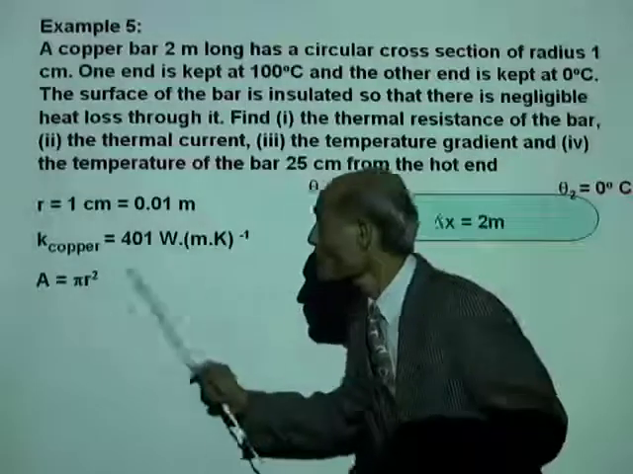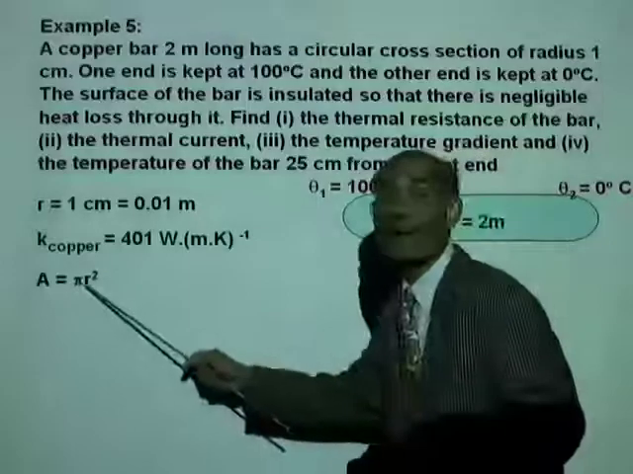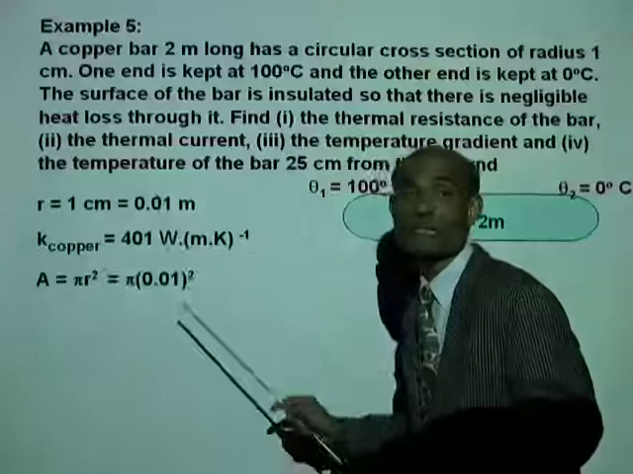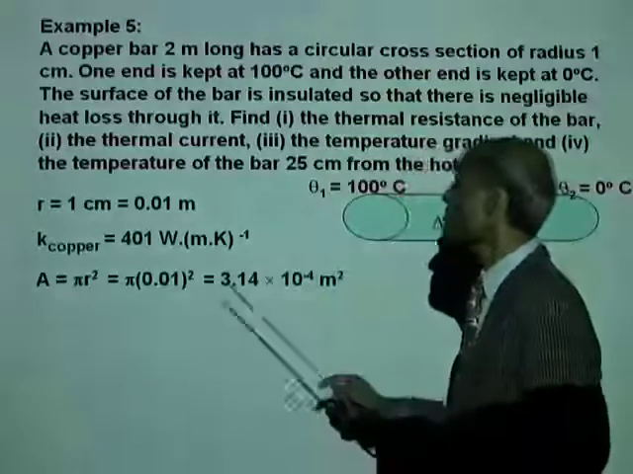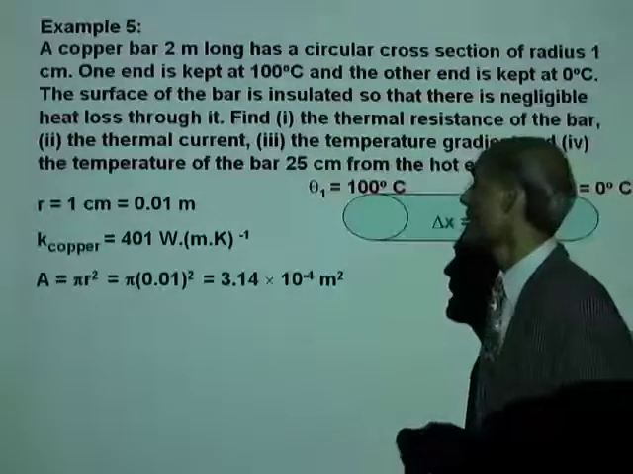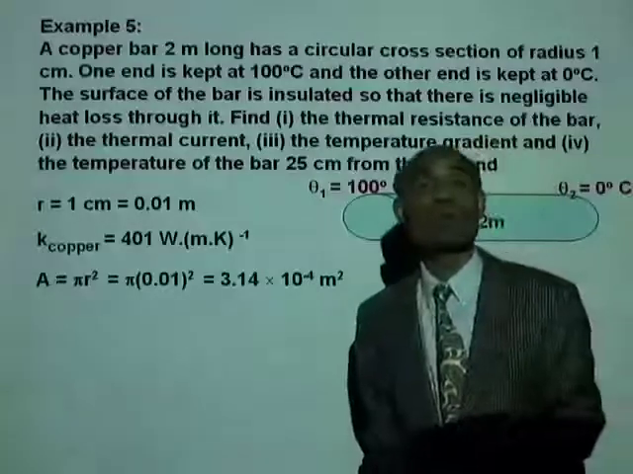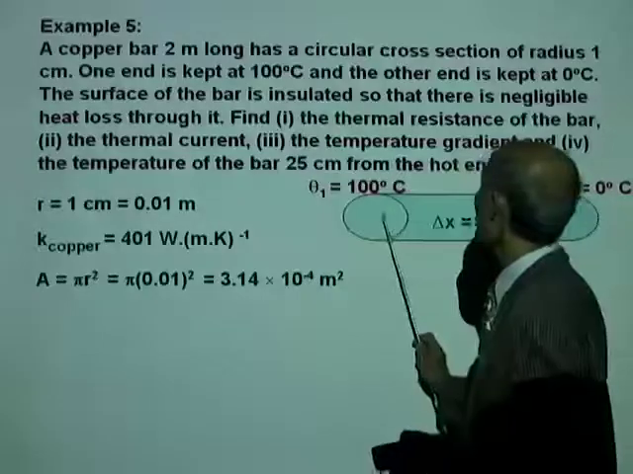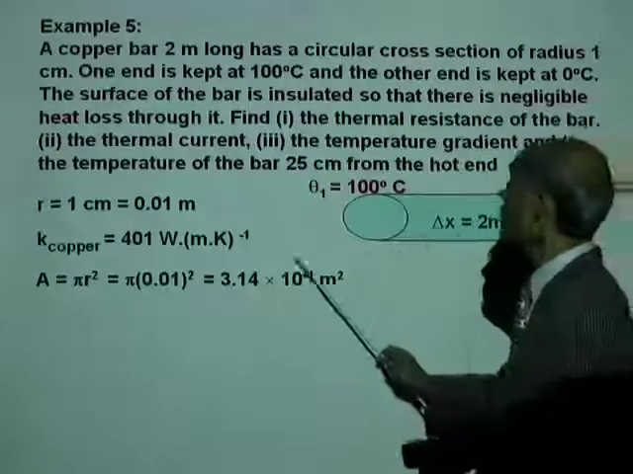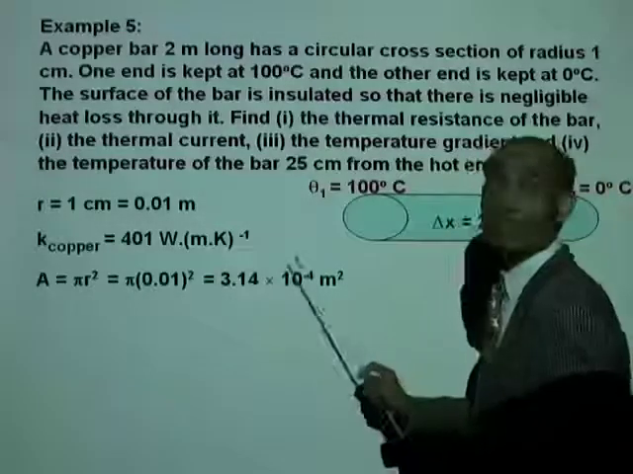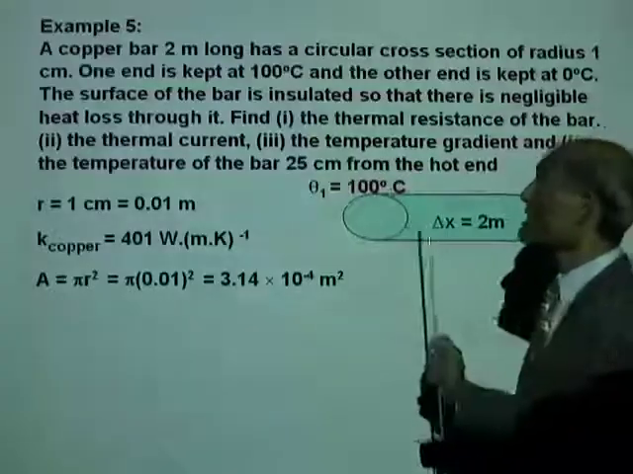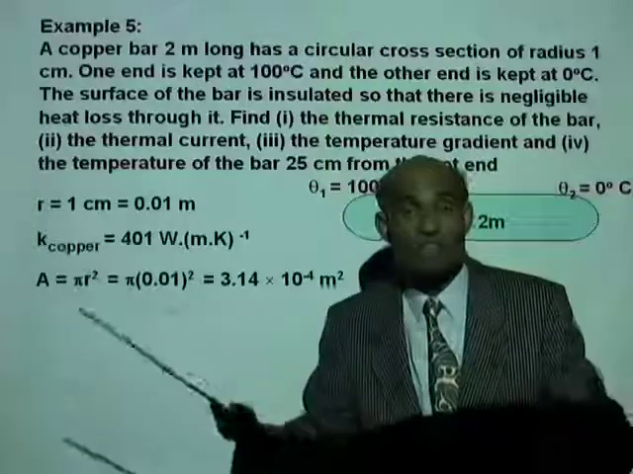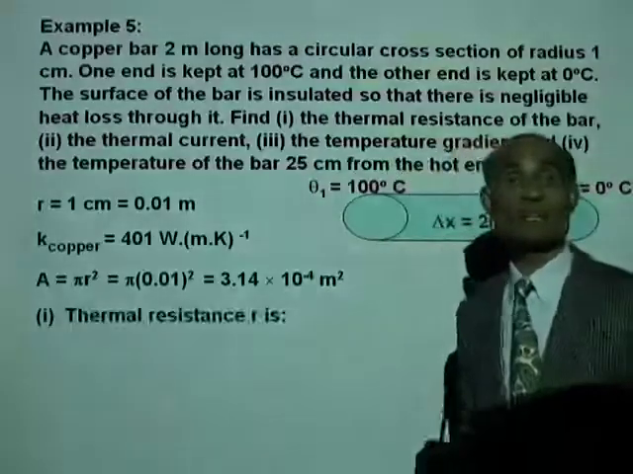The area of cross section of the bar is pi r squared, where r is 0.01 meter, and so that's equal to 3.14 times 10 to the negative 4 meter squared. So now you know the length of the copper rod, we know its area of cross section, we know the drop in temperature, we know the value of K, we practically know everything that we need.